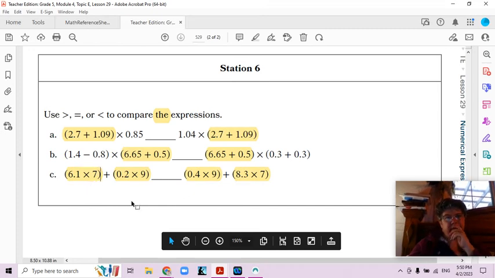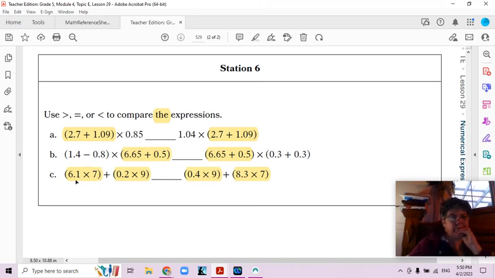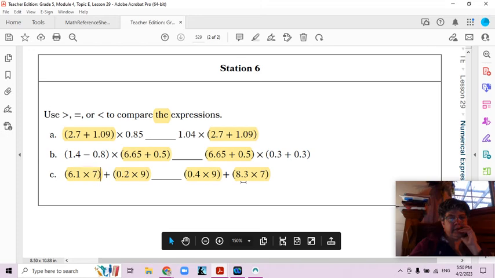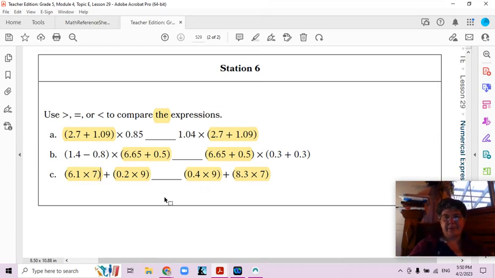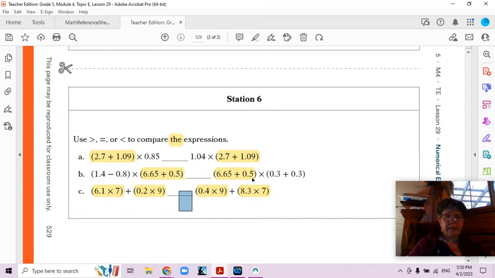I almost feel like I want to solve. It doesn't say that I can't solve it. 6 and 1/10 times 7. 8 and 3/10 times 7. 2/10 times 9. 4/10 times 9. Okay, I'll tell you what. You do the math and put it into Edpuzzle and see what you can come up with. And we're only going to have 2 videos for lesson 29, so that's awesome.